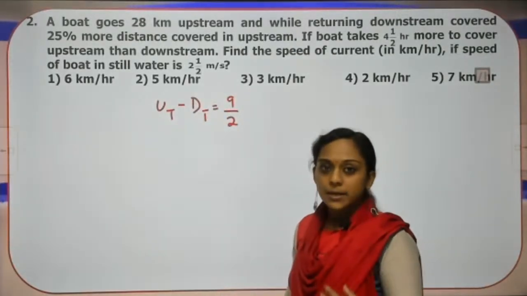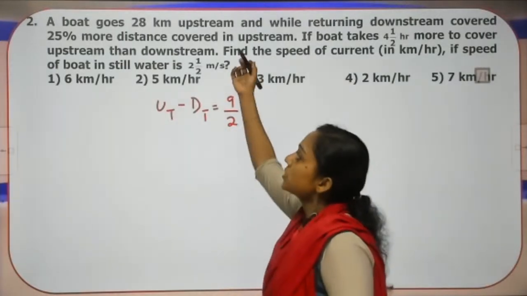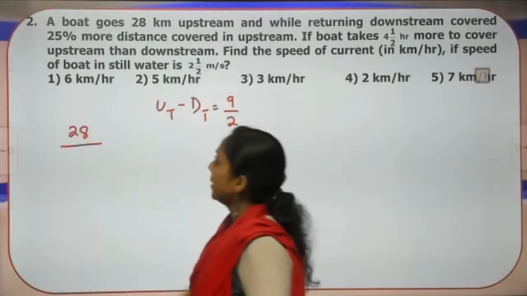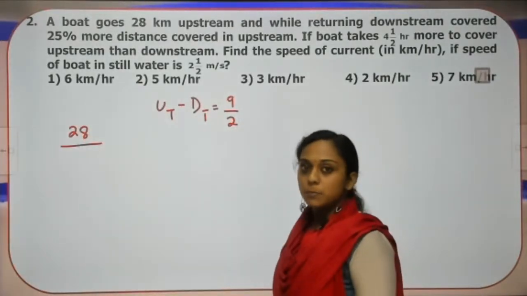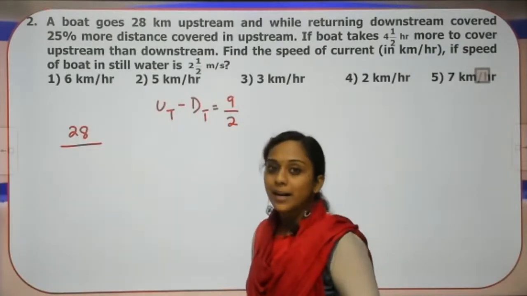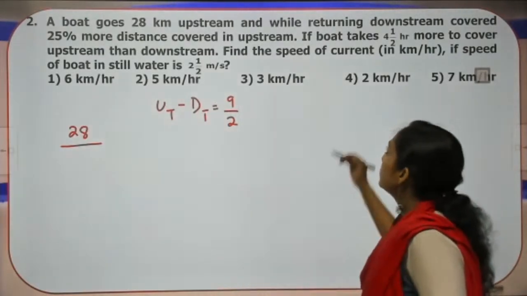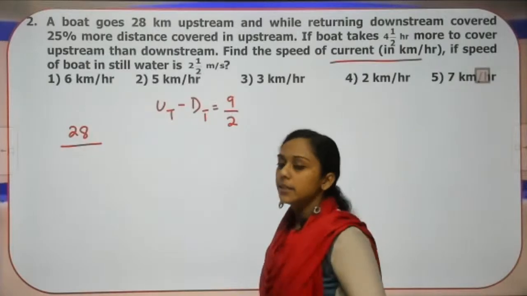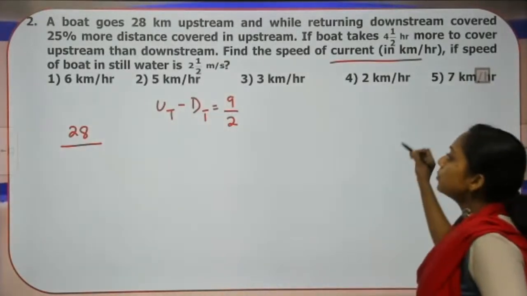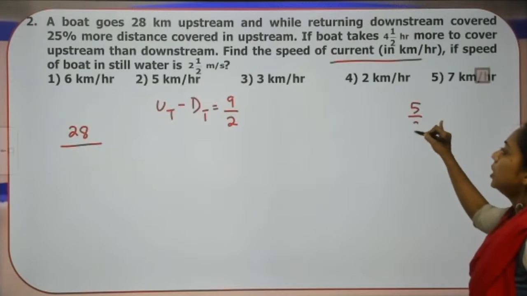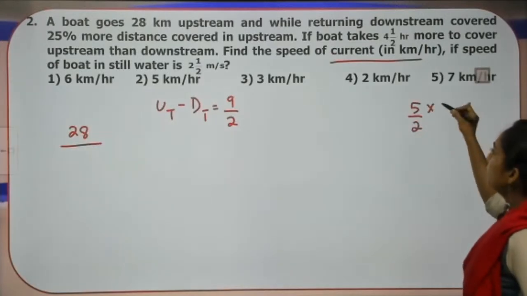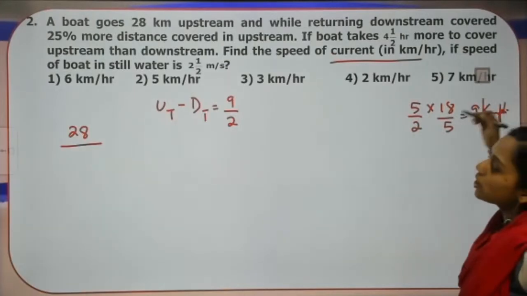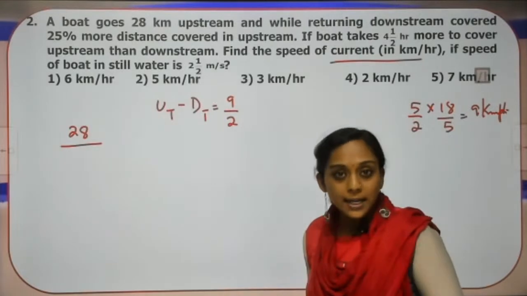Okay, and what is time? Time is distance by speed. Distance travelled in upstream is 28, so 28 divided by upstream speed. What is upstream speed? That is the speed of the boat minus the speed of the stream. You have to find out the speed of the stream in kilometer per hour. Here the speed of the boat is given as 2.5 meter per second. First of all, you have to convert that. This is 5/2 into 18/5 kilometer per hour. So this is actually 9 kilometer per hour. So the speed of the boat in still water is 9 kilometer per hour.